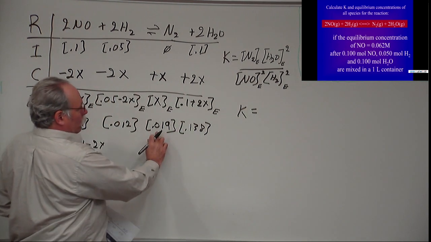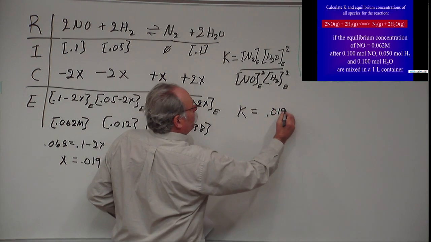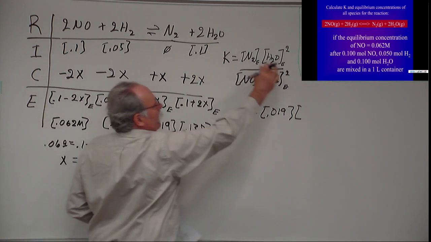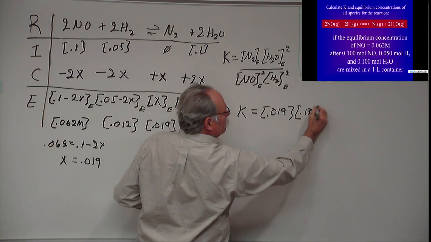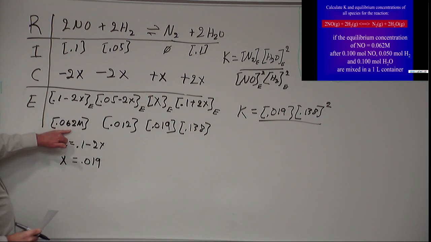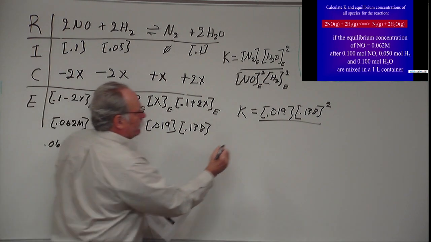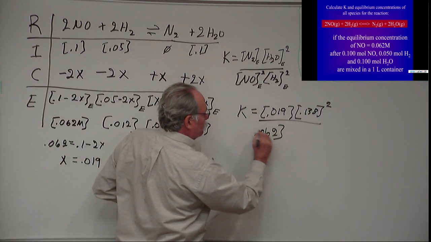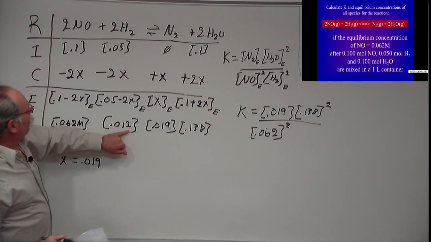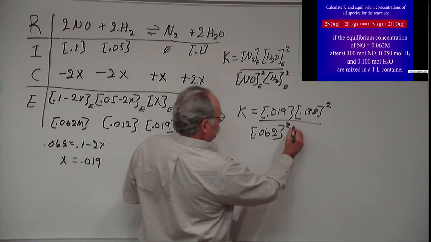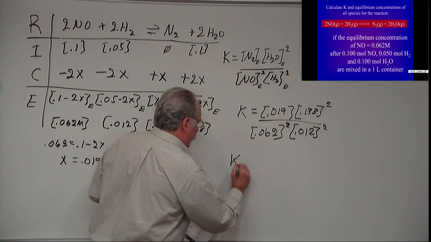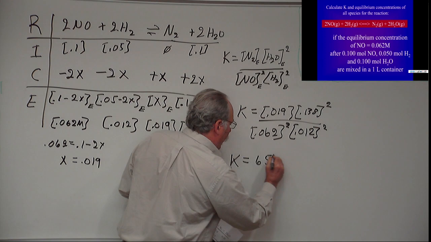So I have 0.019 for my N2. I have 0.138 squared for my H2O. In my denominator, I have 0.062, which is squared, for my NO. And for the H2, I have 0.012, which is also squared. And this is equal to K equals 653.